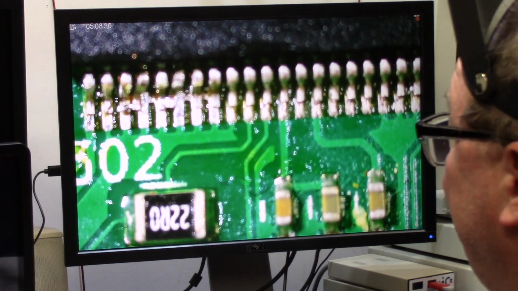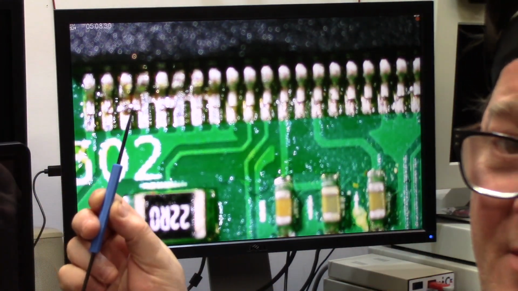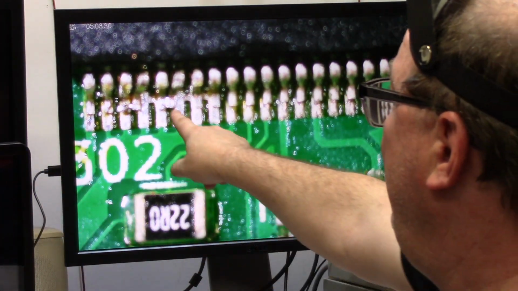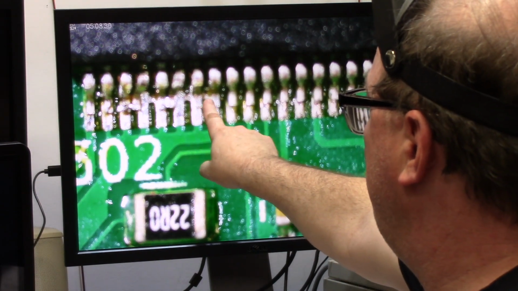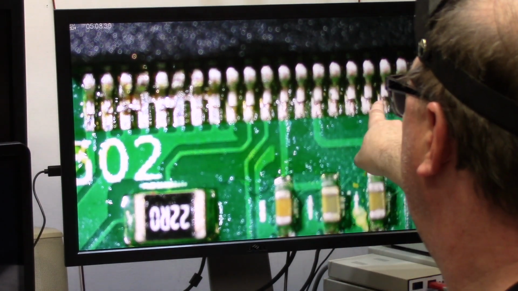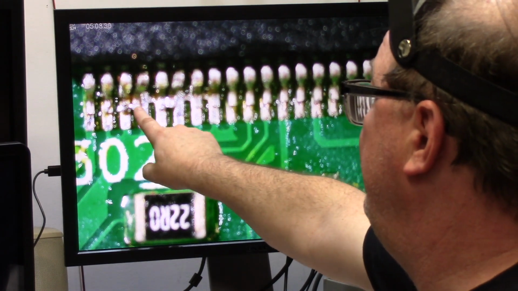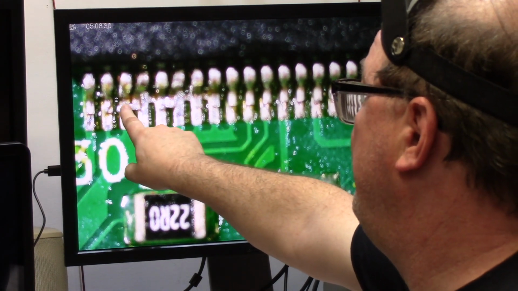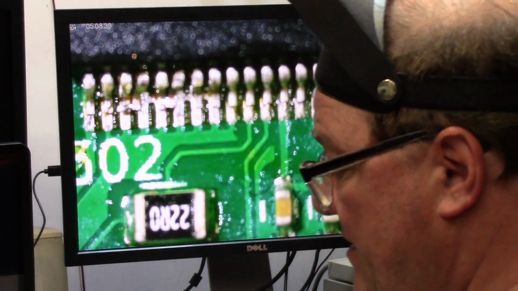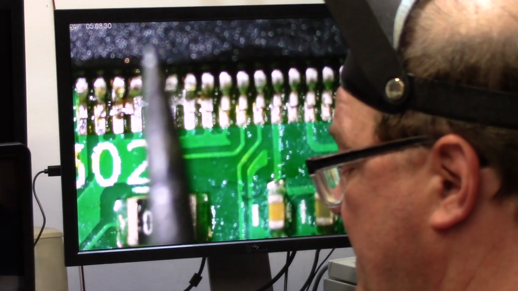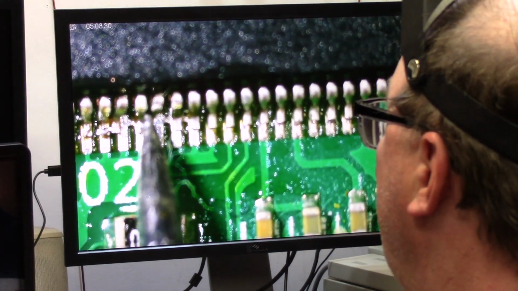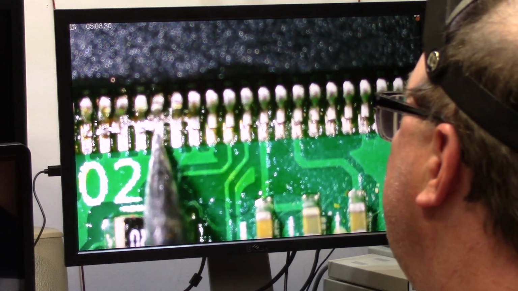Now, this is the finest pick I own. Right here is a bridged pin. This pin's pushed over, as is this one. Some of the, that's bridged. That's bent. That's bridged to this one. I don't know who soldered this thing, but the ease of this is I can now look at this big monitor and see what's going on.